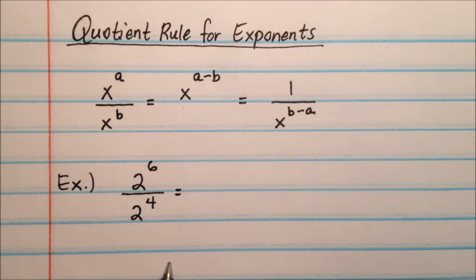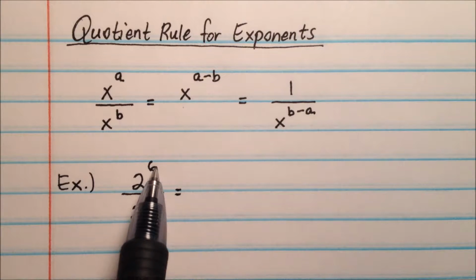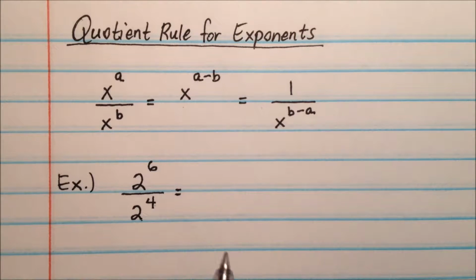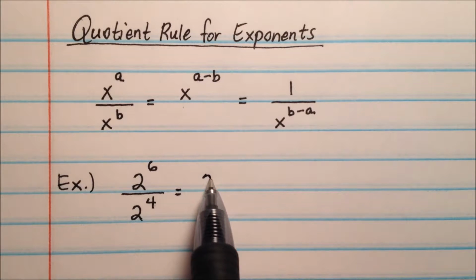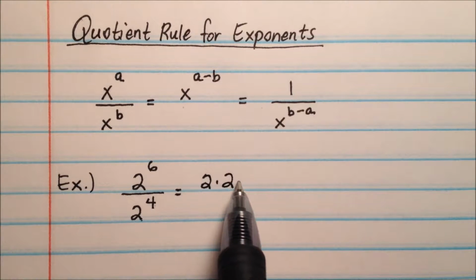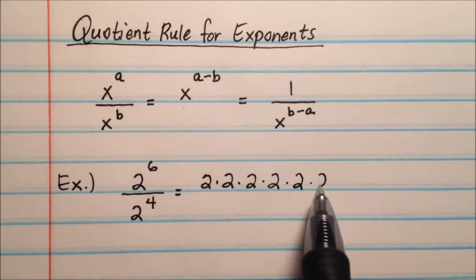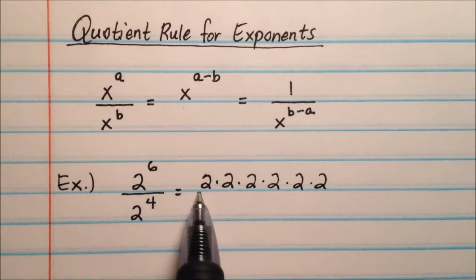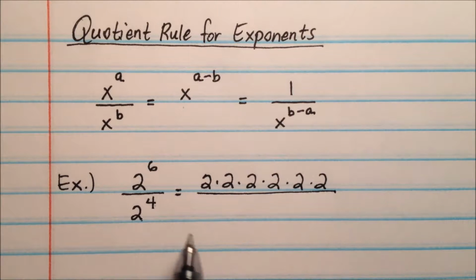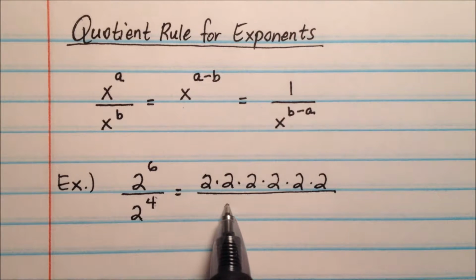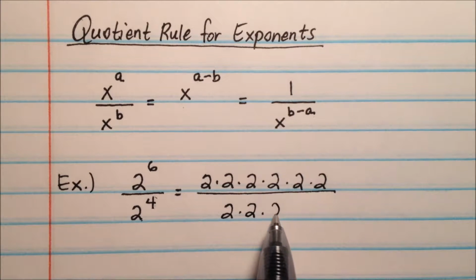Using this first example with numbers, we have 2 to the power of 6 divided by 2 to the power of 4. If I write this out in expanded form, the numerator will have 6 2's: 2 times 2 times 2 times 2 times 2 times 2, all over, and on the bottom we have just 2 times 2 times 2 times 2.